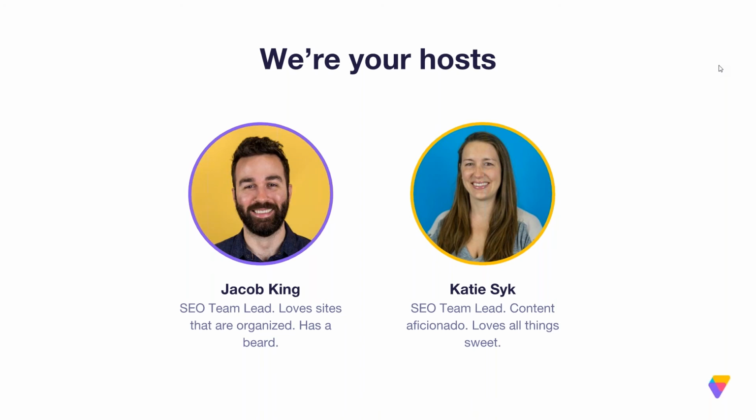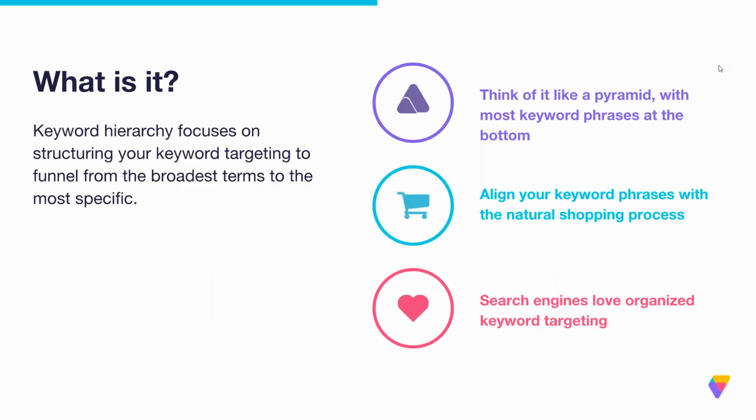Excited to be here. Let's go ahead and jump into keyword hierarchy and talk a little bit about what it is. So keyword hierarchy really focuses on structuring your keyword targeting from broad terms down to the very specific ones. And when I'm explaining this to a customer or one of the clients that I'm working with, I encourage them to think of a website as if it were a pyramid. And your home page is the top of that pyramid. Now, there's not a lot of space to fill the top of that pyramid with all sorts of keyword phrases, so you need to disperse those keywords down the pyramid to the more foundational parts of it.